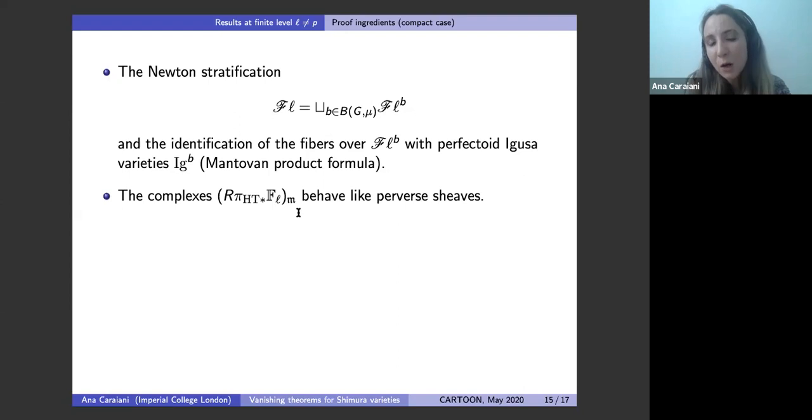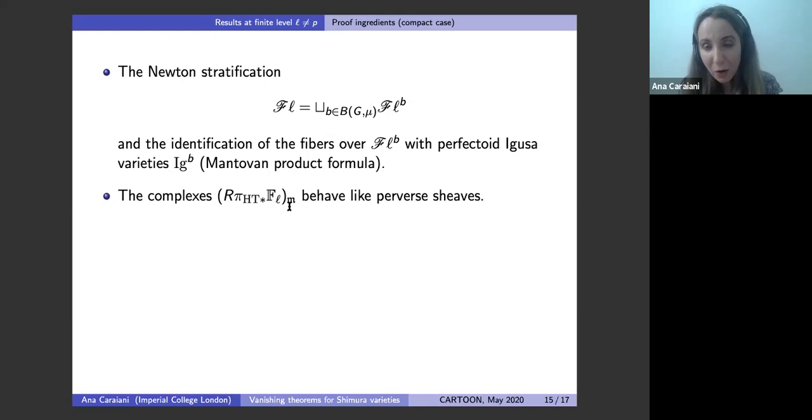But what we need to know is the following. You take this complex and you look at the stratification. Strata here are locally closed. You go to the largest dimensional stratum where this complex is supported. And then this vague sentence here translates into a precise statement which says that over that stratum, this complex is supported in 1 degree.